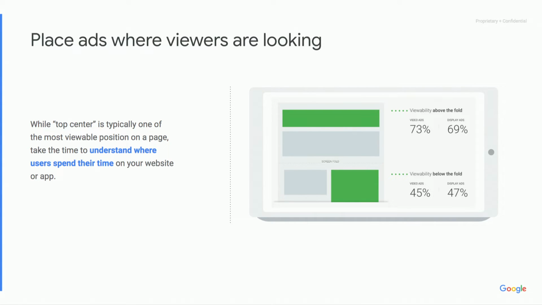47% of display ads are viewable below the fold. So consider identifying where users are spending their time on certain pages and placing ads in those locations. Google Analytics can actually be a great tool for this. And to test the placement, you can also try moving ad units higher on your website and app to understand if making those changes does actually increase your viewability rate.